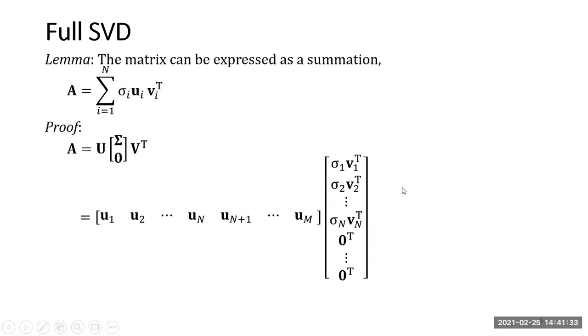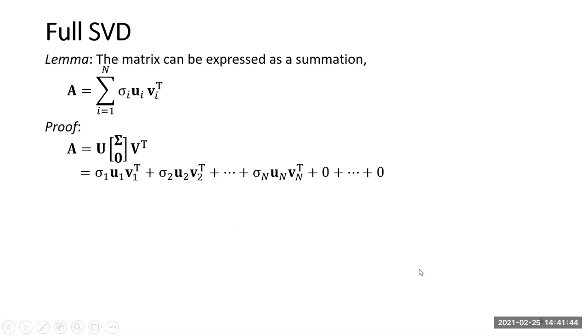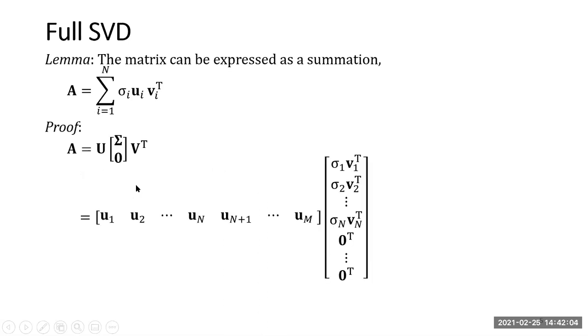Sigma 1, U1, V1 transpose, plus sigma 2, U2, V2 transpose, plus sigma 3, U3, V3 transpose, until sigma n, UN, Vn transpose, and then a bunch of zeros. Okay, and so this is what I get, which basically shows that A equals summation sigma i ui vi transpose until n, not m. Remember, this is the smaller of the two dimensions. n is the smaller of the two dimensions because I assume that A is a tall matrix.